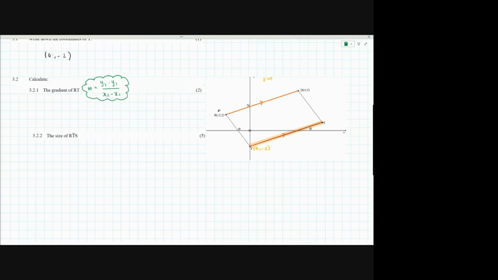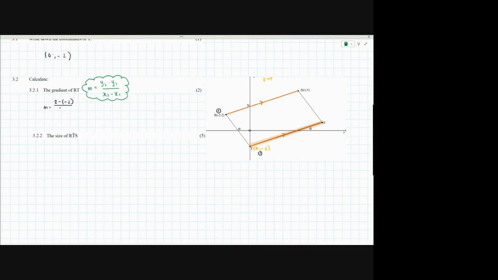I'm going to use this as point 2 and this is point 1. If you did it the other way around, it's absolutely fine. So m equals the y-coordinate of point 2 is 2 minus the y-coordinate of point 1 is negative 2. Be careful of your signs. There is going to be a sign change there.